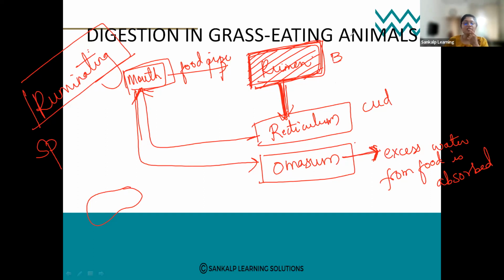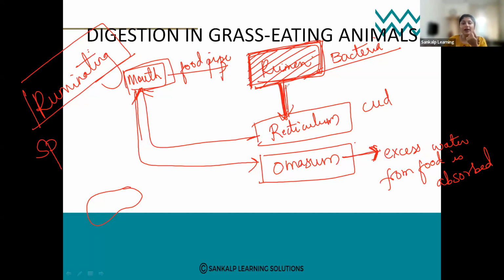Cellulose cannot be degraded by human beings. It is a large molecule, a complex compound, so it cannot be degraded by other animals. Only ruminants can degrade cellulose, because a special type of bacteria is present in the rumen. Human beings and other animals cannot break it. So the bacteria will degrade the cellulose into simple sugars. Now, what is happening there?